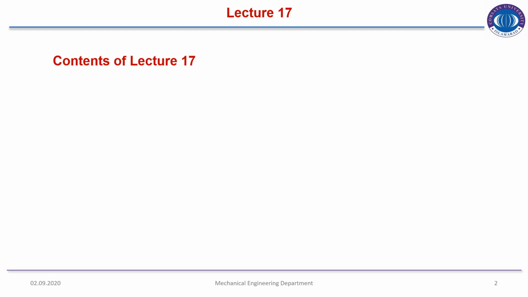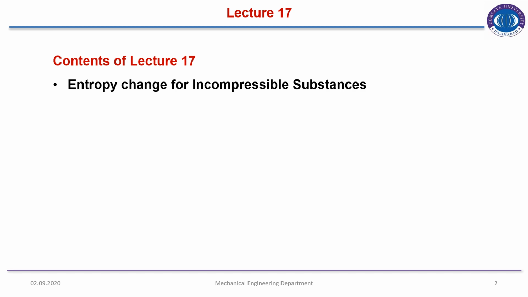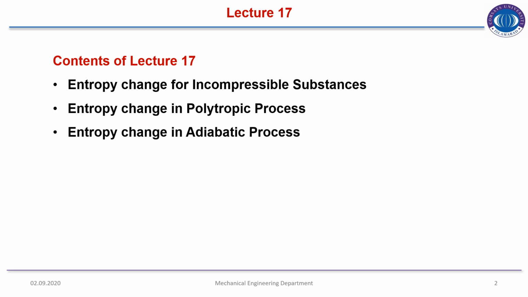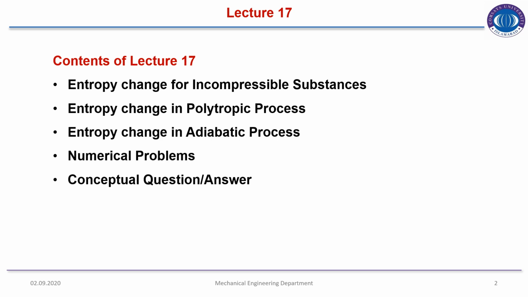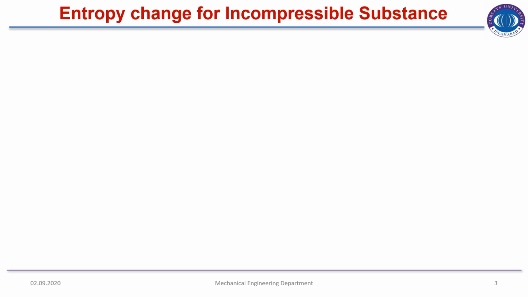Lecture 17. The contents of lecture 17 are entropy change for incompressible substances, entropy change in polytropic process, entropy change in adiabatic process, numerical problems, and conceptual questions and answers. Entropy change for incompressible substances.